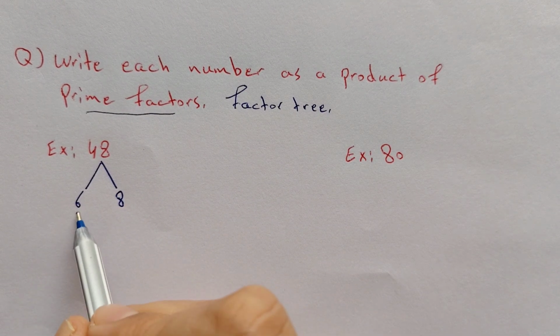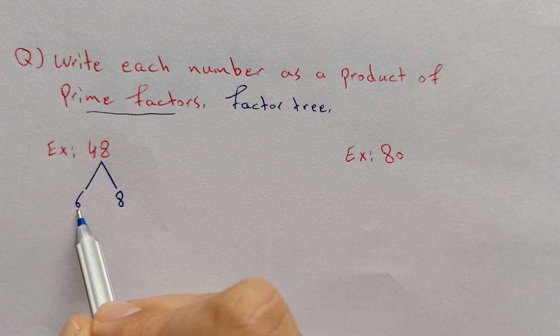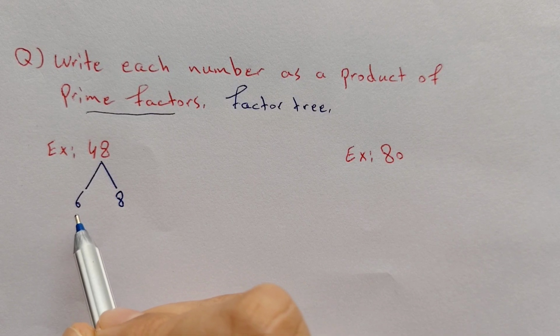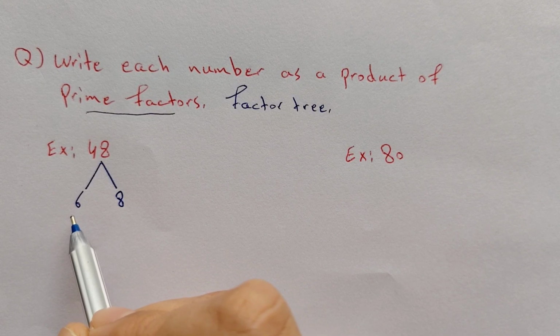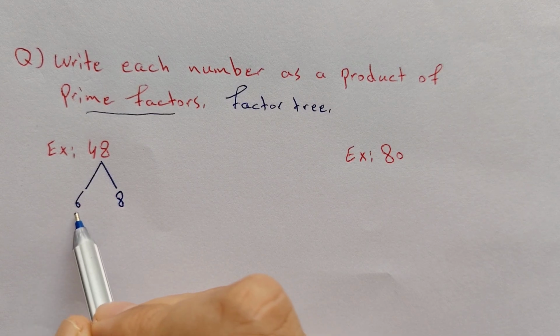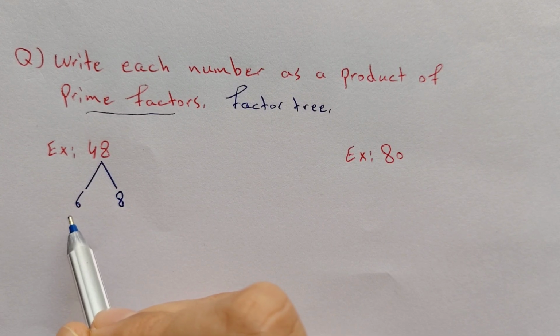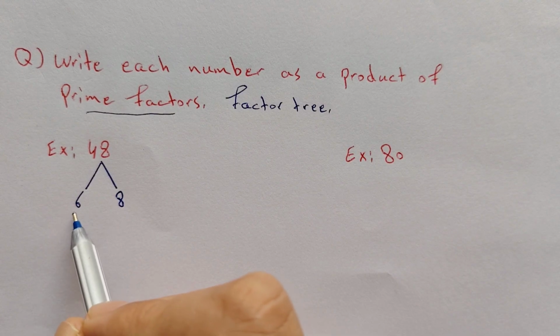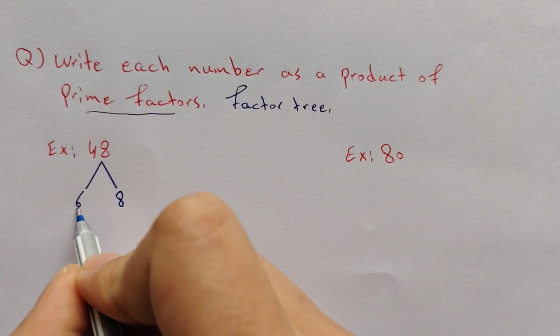Now, I'm going to check the factors. Is 6 a prime number or a composite number? If it's a prime number, we leave it like that. If it's a composite, we still break it apart. Since we know prime numbers only have 2 factors, but for 6 we have 1 times 6 and 2 times 3, so we have more than 2 factors. 6 is not a prime. We still break it apart.